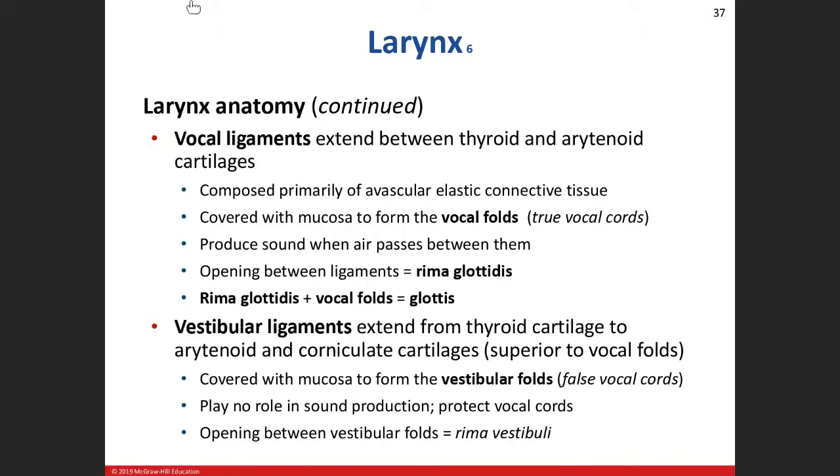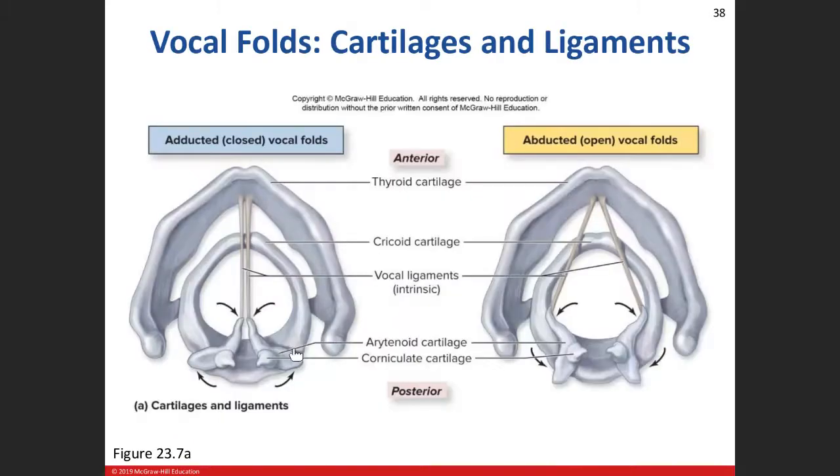All right. So now we're going to get into the vocal ligaments. These are going to be those ligaments on the backside that you're going to see. I'm going to come right back to this slide here. So here again, this is a superior view. This is the front. This is the back. Here's your thyroid cartilage. And then here you can see the cricoid cartilage.